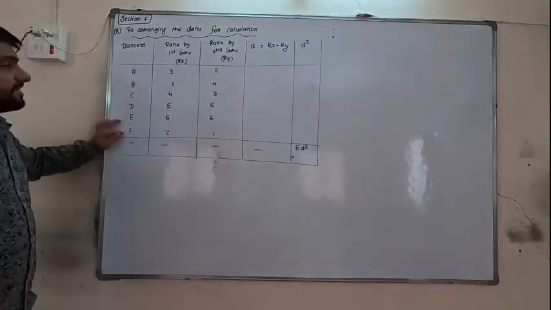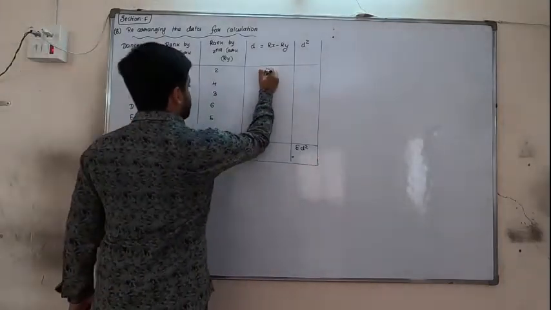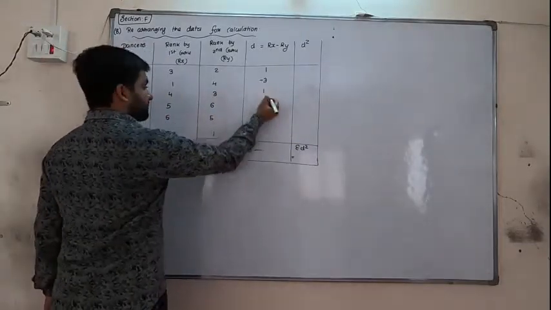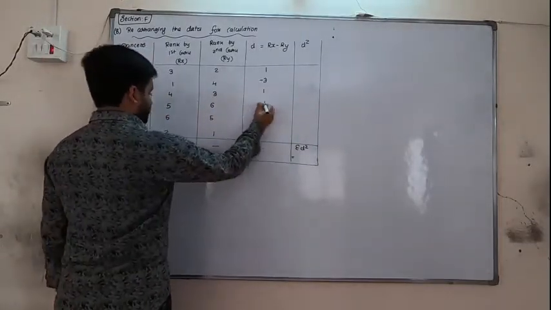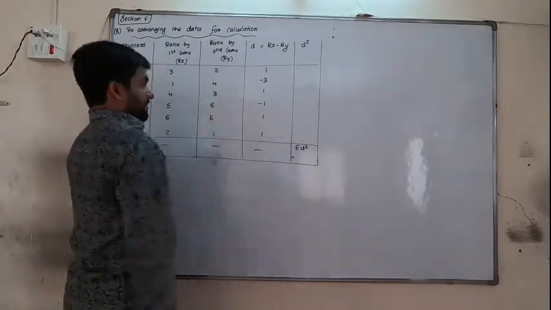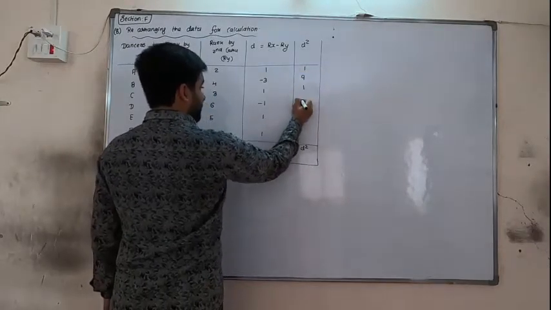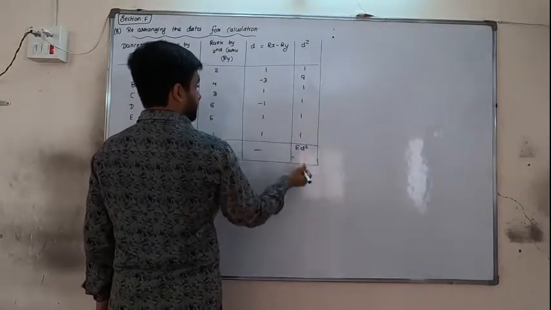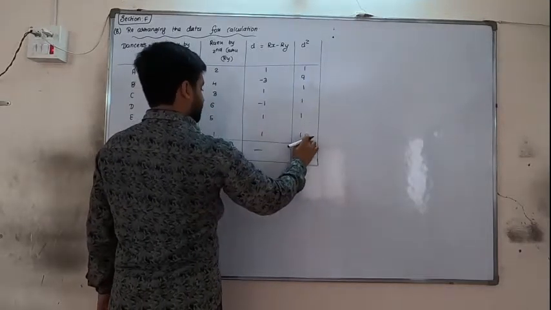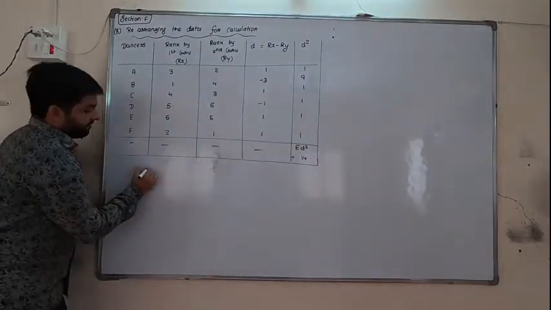So A, B, C, D is in alphabetical order, now the ranks are random. So 3 minus 2, 1. 1 minus 4, minus 3. 4 minus 3, 1. 5 minus 6, minus 1. 6 minus 5, plus 1. 2 minus 1, 1. D squares: 1, 9, 1, 1, 1, 1. So 9 plus 1, 10, 11, 12, 13, 14.